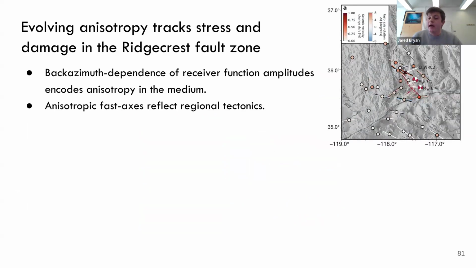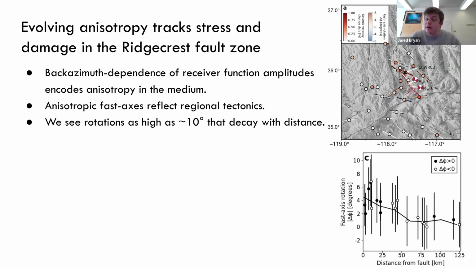So I estimated the orientation of this anisotropy. This is a fast axis orientation for a bunch of stations across the Ridgecrest fault zone. You can see predominantly these fast axis orientations line up with regional tectonic structures. So they line up pretty well with the main shock rupture plane, for example. And then as you move to the south, they rotate to this more east-west orientation along the Garlock fault, and then rotate back to this more northwest, southeast orientation as you move further south. So it's plausible, I think, that these reflect local tectonic structures, something that reflects the stress field in some way.